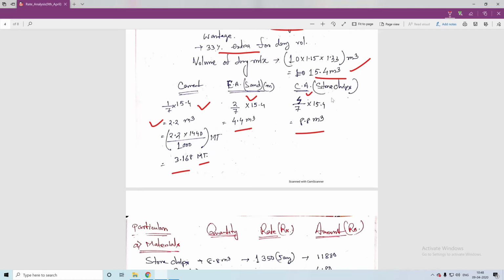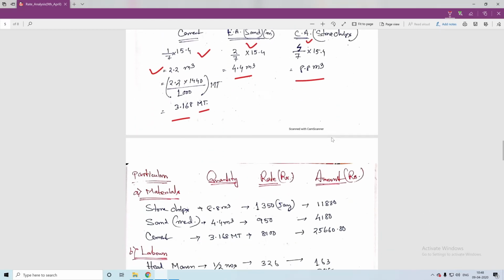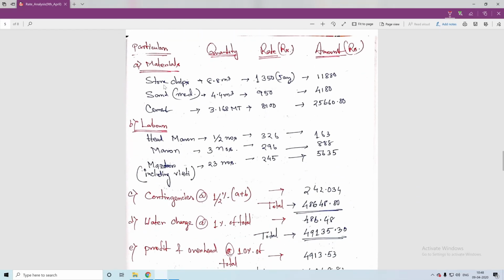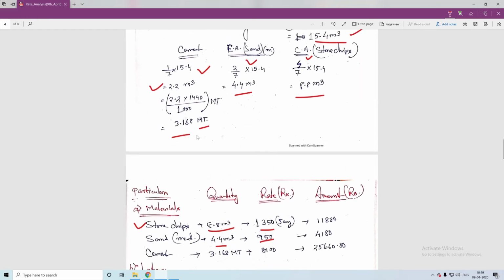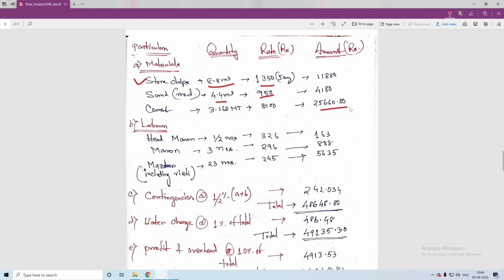Look, the rate of the stone chips is not given, so you can consider it as per your data. Now materials: stone chips, quantity is 8.8 meter cube, and this is the rate we are considering. And sand, we are considering here totally the medium sand, not the coarse sand. So 4.4 meter cube and 950. This is the total amount. Cement is 3.168 metric ton that we calculated earlier, and it is coming this much.